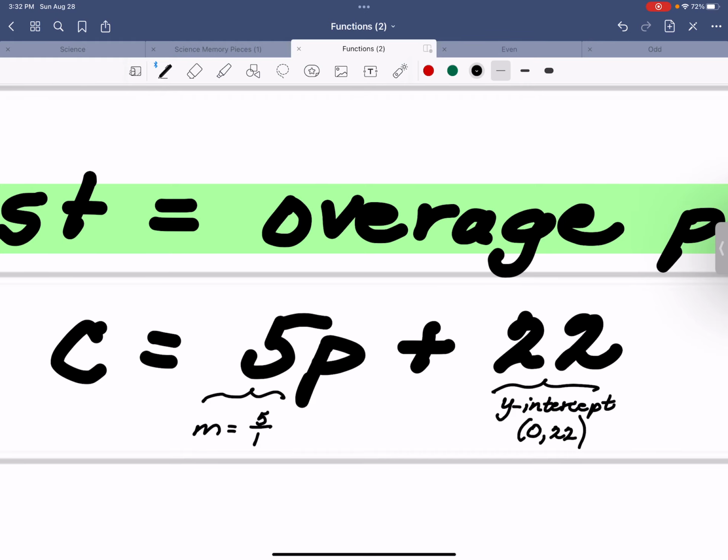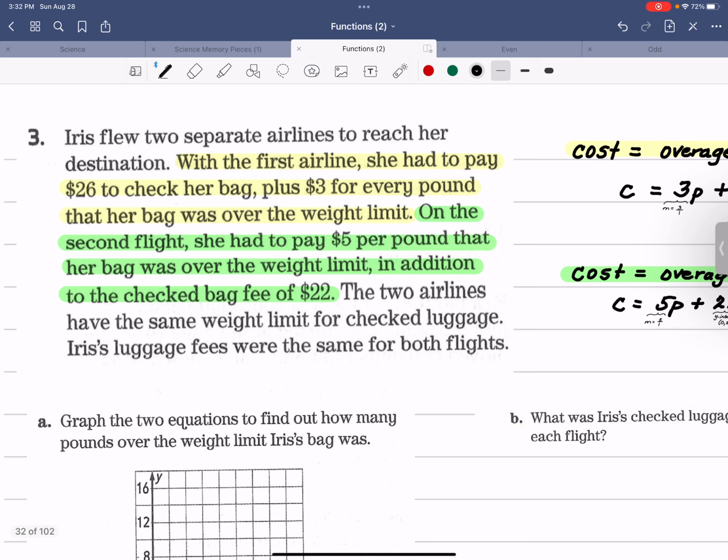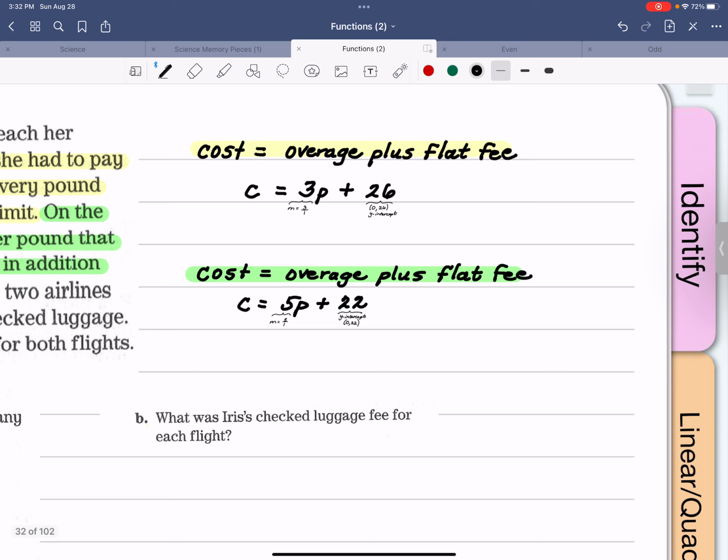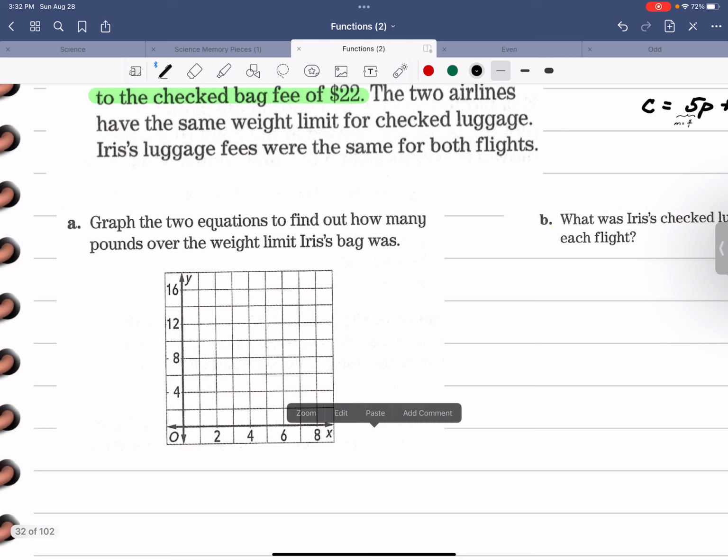So now we are ready to graph. It says to graph the 2 equations, the 2 that we just wrote, to find out how many pounds over the weight limit Iris's bag was. So 26, the y-intercept, is more than the graph has on it.